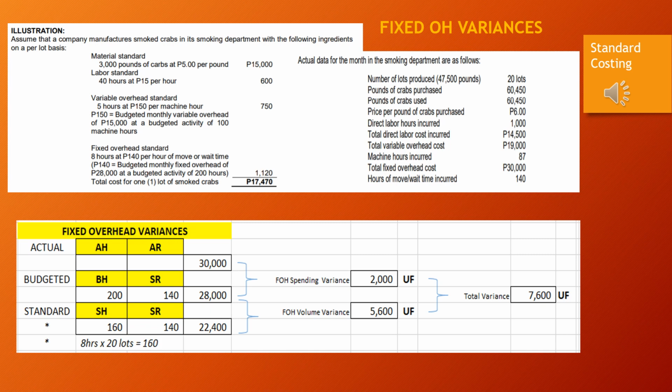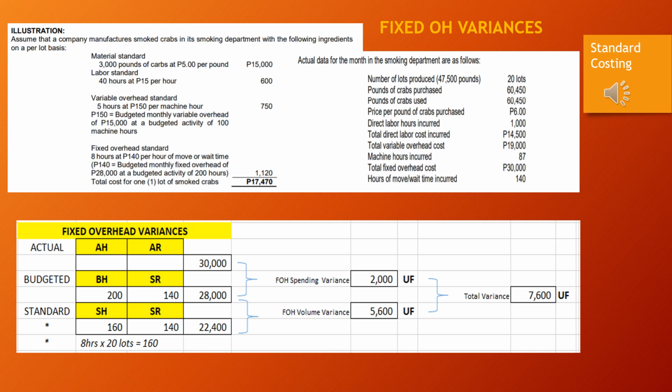Budgeted monthly fixed overhead is 28,000 at a budgeted activity of 200 hours. Therefore, our budgeted hours is 200. So 200 times 140 is equal to 28,000 pesos. Next is our standard, standard hours and standard rate.